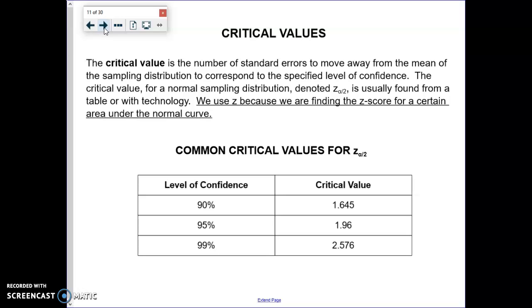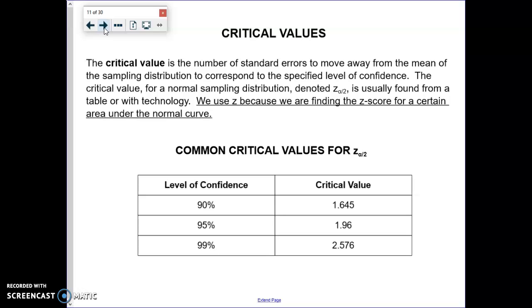And I'll go through this with you and show you how to find it if you don't memorize these. The critical value for a normal sampling distribution, denoted this time by z of alpha divided by 2, can be found with a table, which we're not going to use, but we will use technology. Now we use a z because we are finding the z-score for a certain area under the standard normal curve, okay? And these are the three most common levels of confidence, just like last target: 90%, 95%, and 99%. And the nice thing is usually our samples are so large that these critical values are not going to change for a level of confidence.